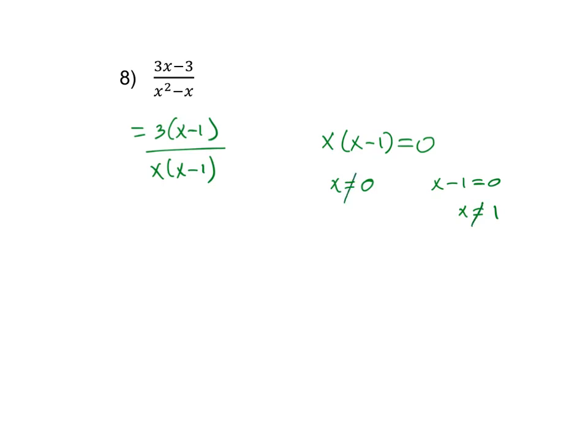Because I'm not asking you to write the domain, we can just keep it like that, right? So in this case, I can simplify or cancel out the x minus 1 with the x minus 1. And I just have equals 3 over x. That's it.